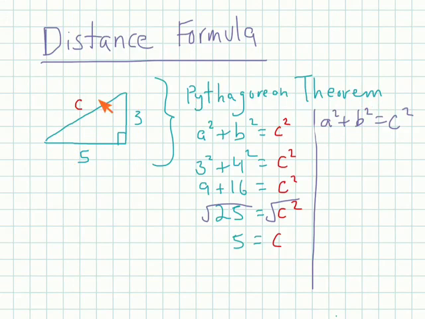So in this example, you can see that if your legs were 3 and 4, substituting those values would make 9 and 16, equal to c squared. 9 plus 16 is 25, and taking the square root of each side, you can see that c would be 5.